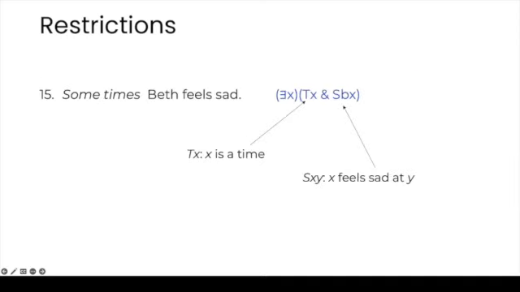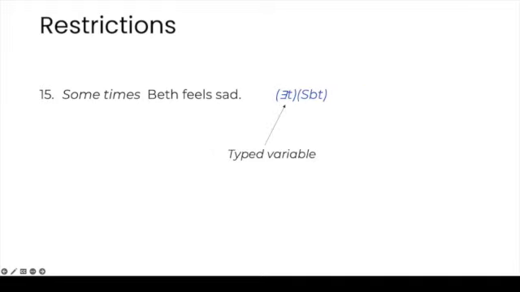And here we have the sentence, sometimes Beth feels sad, and the logical form for this would be there is an x such that x is a time and Beth feels sad at x. We could make our sentences shorter if we enrich our language by including classes of variables that are defined as ranging over particular types of things. So in this case, we could stipulate that there is a typed variable that only ranges over times. And this would read, there is a time t such that Beth is sad at t.